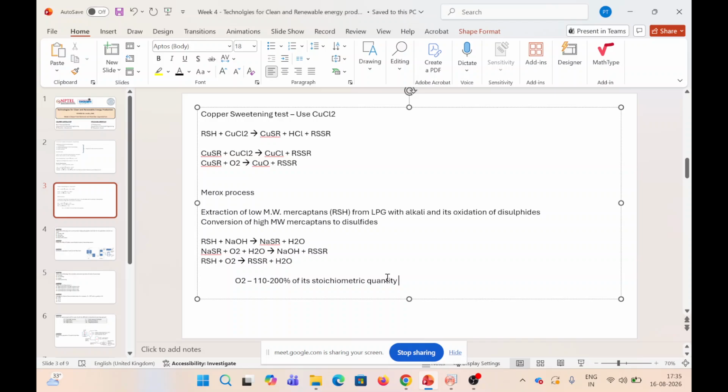Now this is about removal of sulfur. In case of sulfur removal, we have four processes: copper sweetening, Merox process, doctor sweetening and caustic wash or caustic sweetening. Apart from sulfur compound removal, we are also supposed to discuss removal of metals. When you go for removal of metals, you have two different approaches: one is a physical method and another one is a chemical method. In case of the physical method, you have desalting. And in case of the chemical method, you have two processes: a thermal process, which is visbreaking and coking, and another one is pure chemical treatment.